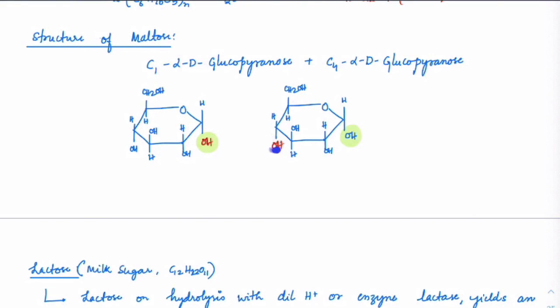On the fourth carbon, luckily the OH is on the down side only. If you see the structure of glucose, the fourth carbon OH is down only. This is also glucose only, so you can have easy connections here. So I can show the connection here itself. This OH and this OH get connected, so we will get a glycosidic linkage like this.